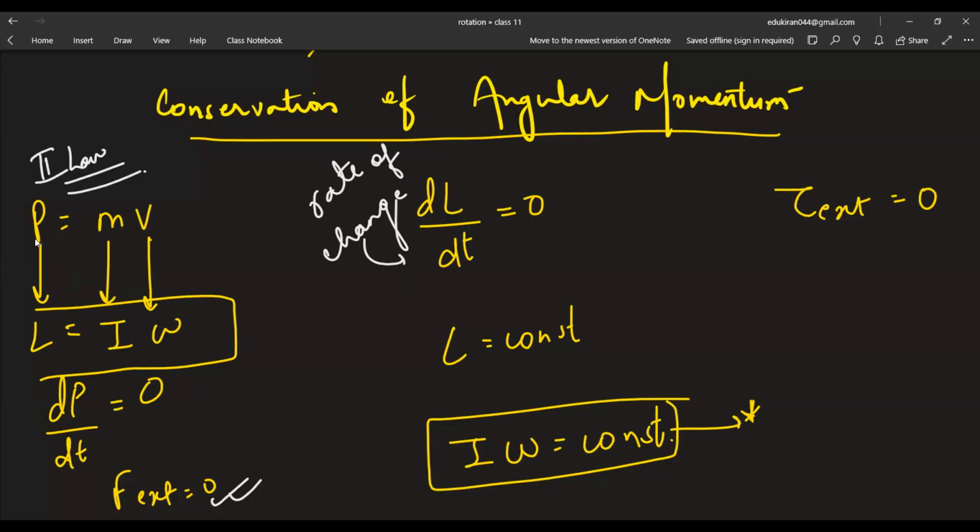You just convert it. Angular momentum is the counterpart of linear momentum, moment of inertia is the counterpart of mass, and angular velocity is the counterpart of linear velocity. So just convert it and you already have these formulas. You don't need to remember these. Remember the basic formulas which we have studied up to laws of motion.